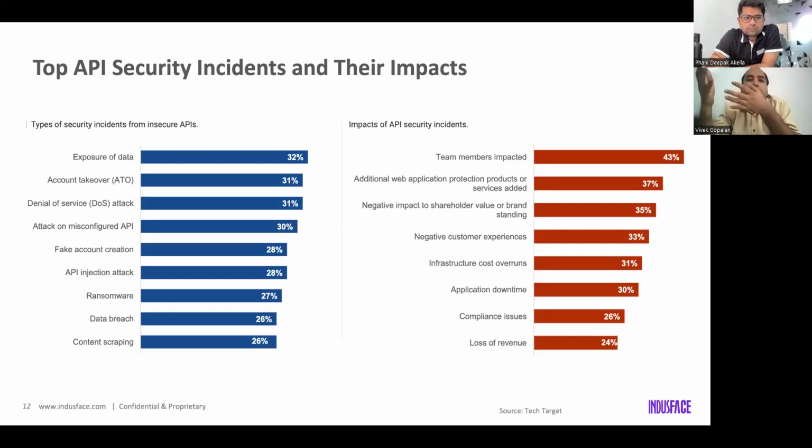For example, exposure of data happens because of vulnerabilities and their exploitation. Account takeover attacks happen because there are probably no proper authorization layers, and that is getting exploited. So this is what we are seeing across the industry, and it is creating a serious impact for business. All these attacks, exploits and incidents have serious repercussions on the business side.